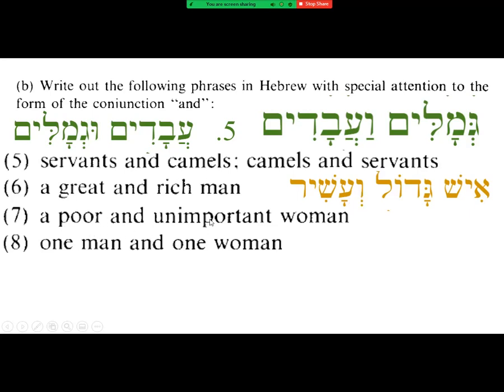Okay, a poor and unimportant woman. So woman's going to be isha. Poor is dal for masculine, dala for feminine. Unimportant would be katana. Okay, and katana starts with a k, but it starts with a shva, so that means you're going to put the u in front of that one. So this is just isha, dala, u, katana.